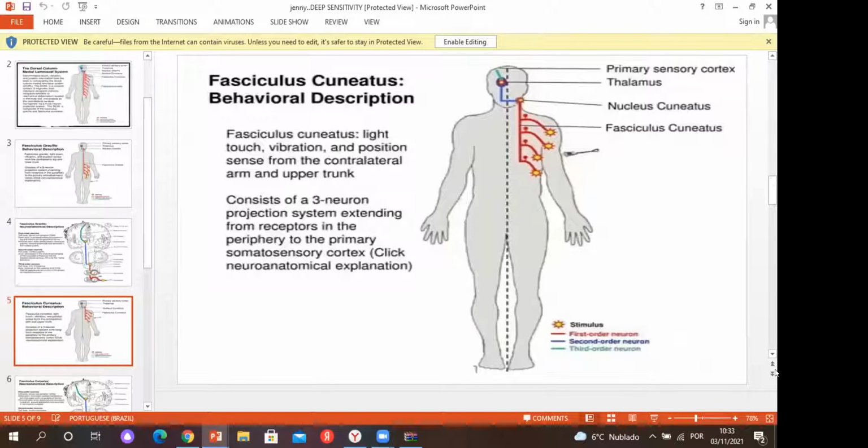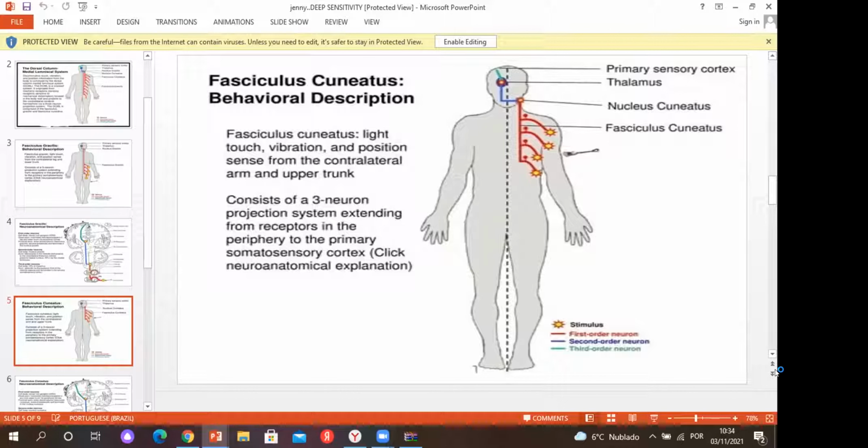When we talk about the fasciculus cuneatus, the behavioral description, it conveys light touch, vibration, and position sense from the contralateral arm and the upper trunk. It consists of 3 neurons as well, which extend from the receptors in the periphery to the primary somatosensory cortex.